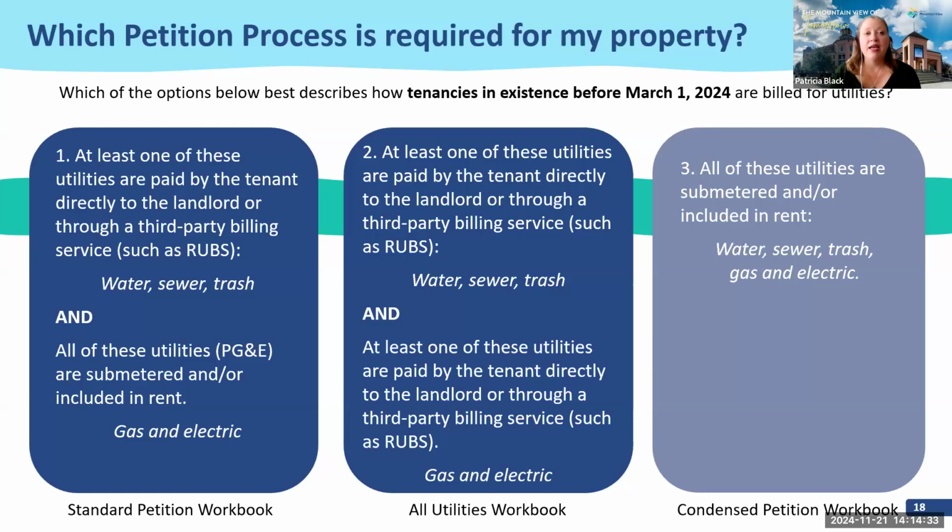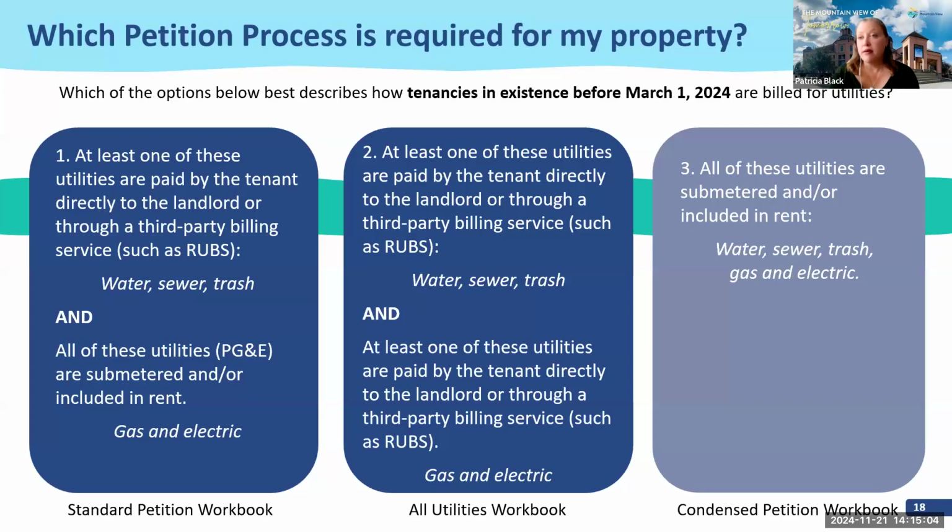Workbook A is our standard workbook, which most people will use, and it has the information to complete the process if you have at least one of your utilities, water, sewer, or trash, that are paid by the tenant directly to the landlord or through a third-party billing service like RUBS, and gas and electric are paid to PG&E by the tenant for their direct usage.